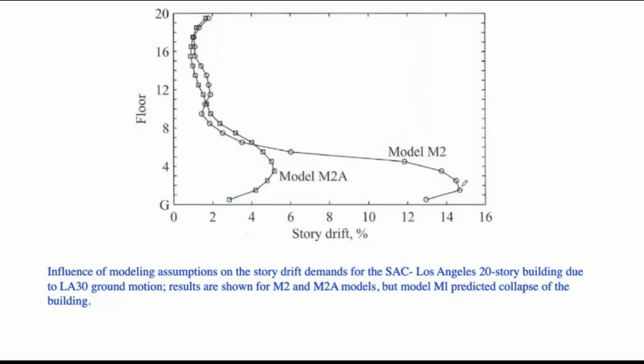The model 1 results are not even shown on this plot because it was showing instability and it was not possible to obtain the result for M1, because that shows the instability of the structure.